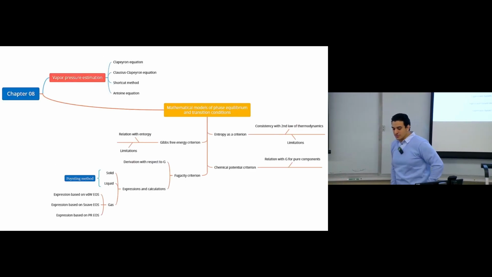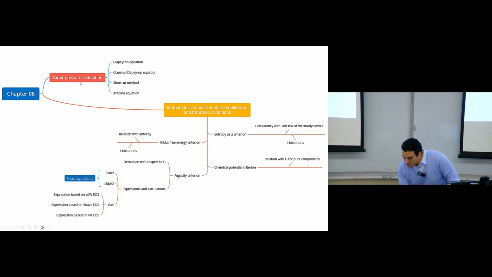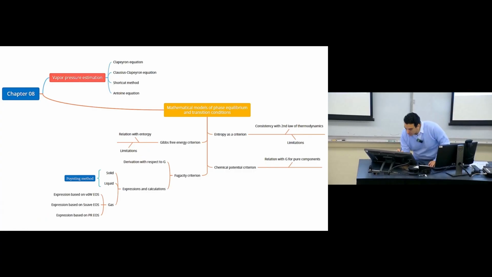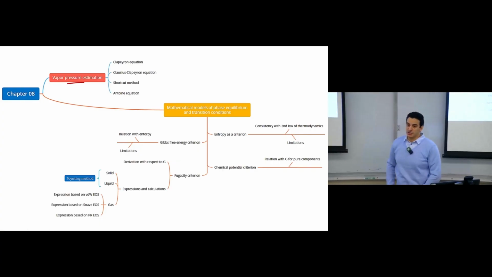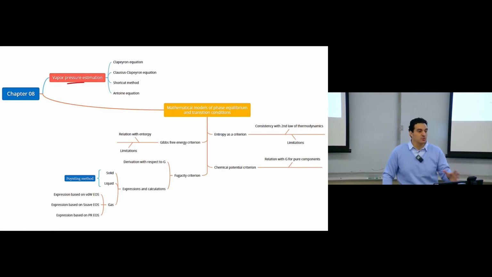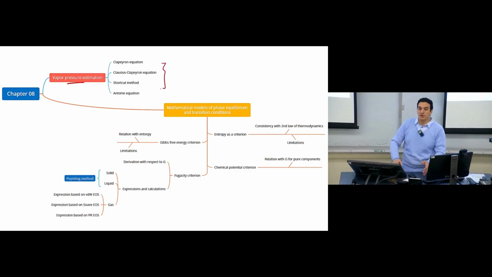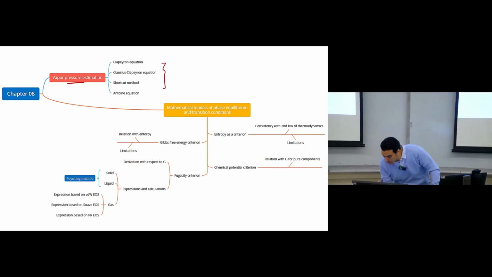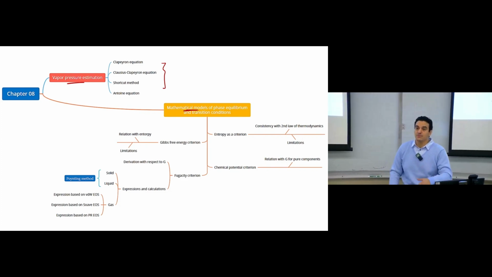In general, this is how we can classify this chapter. This chapter has 2 points. The first one is vapor pressure estimation. We have some equations, and we can use these equations directly to calculate vapor pressure. And vapor pressure is the pressure at which phase change will occur, or the pressure at which phase equilibrium occurs. But if we can't use any of these equations, then we need to develop mathematical models, and we need to use these mathematical models in order to define the conditions at which phase equilibrium will exist.